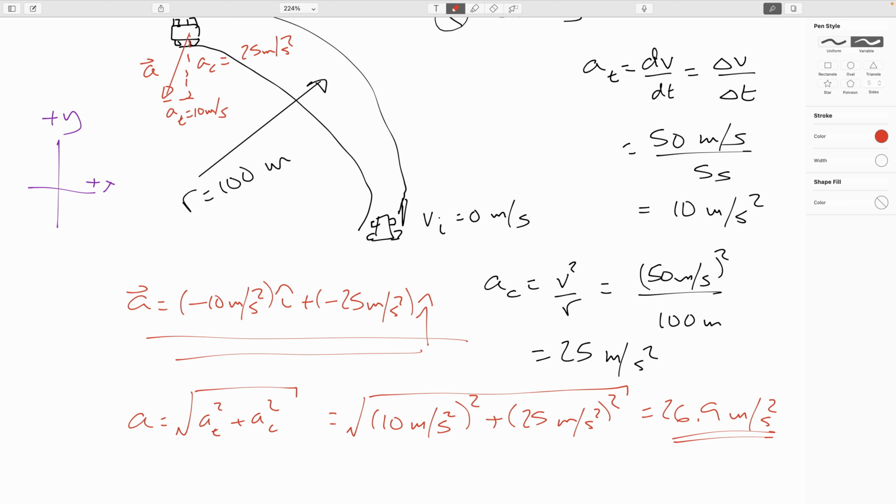Awesome. So in the next video, we'll take a look at situations where the angular acceleration is a constant. So we'll be doing rotational kinematics. We'll catch you over there.